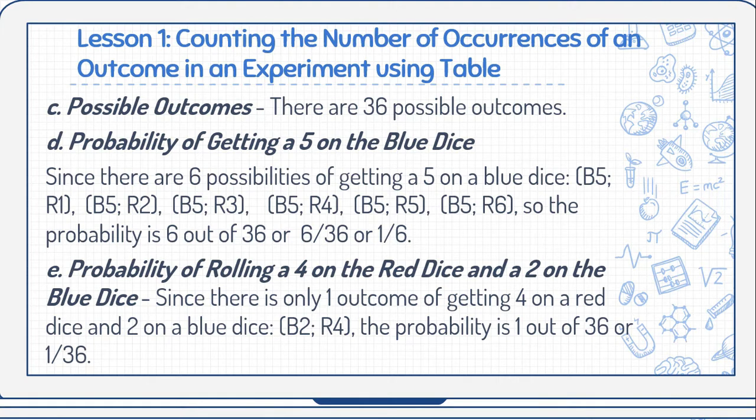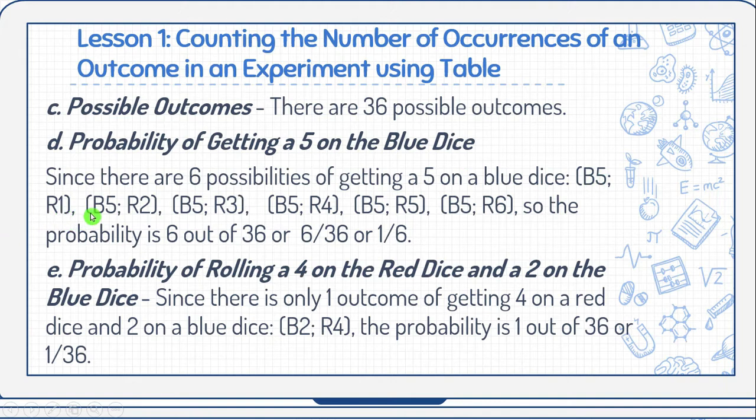Okay, now, for letter D, probability of getting a 5 on the blue dice. Okay, so since there are 6 possibilities of getting 5 on the blue dice, we have B5, yung kapares sa kanila R1.